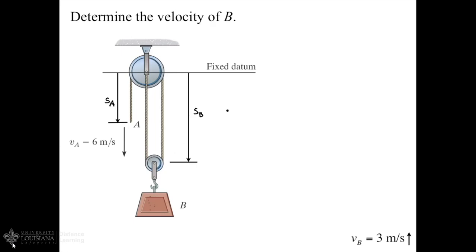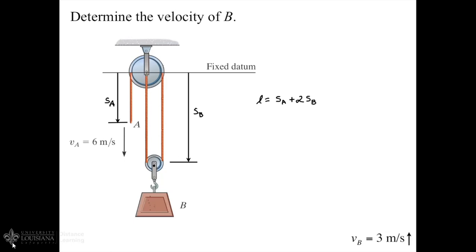The only thing we have to worry about now is finding the vertical length of these cable segments and writing an equation to show that total length, of course, is equal to a constant L. So we write the following. L is equal to what? Well, S sub A, and what else? Plus 2 times S sub B.